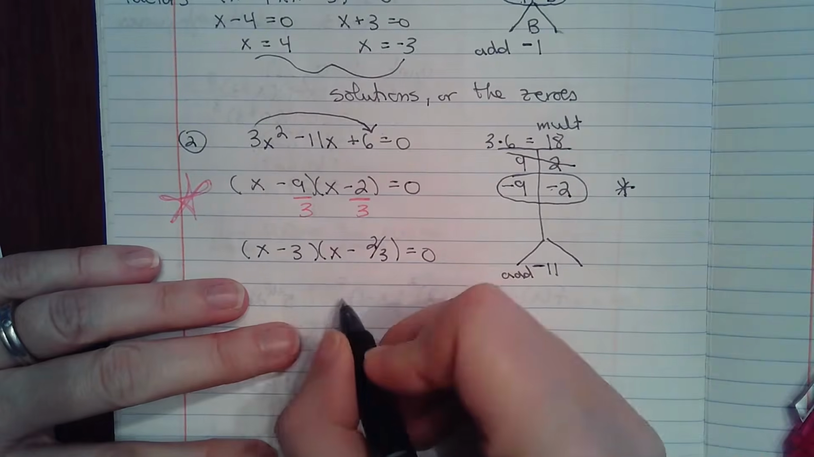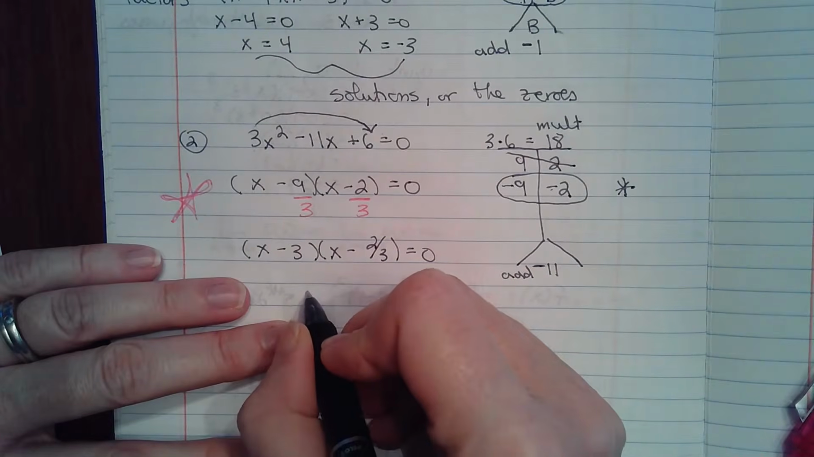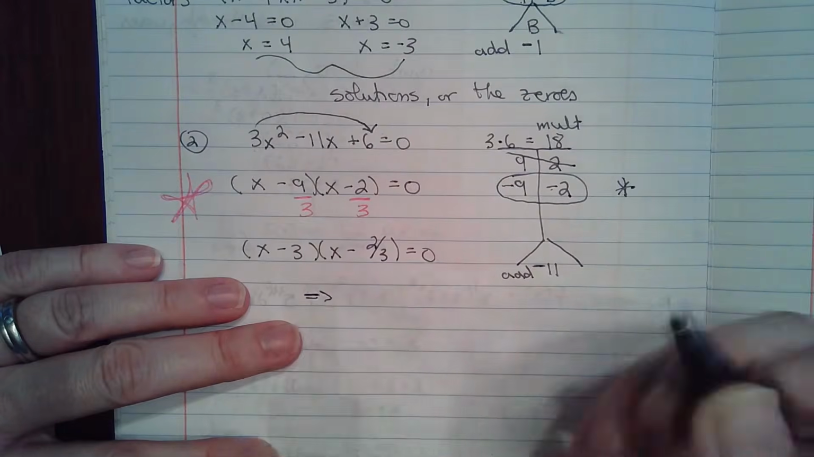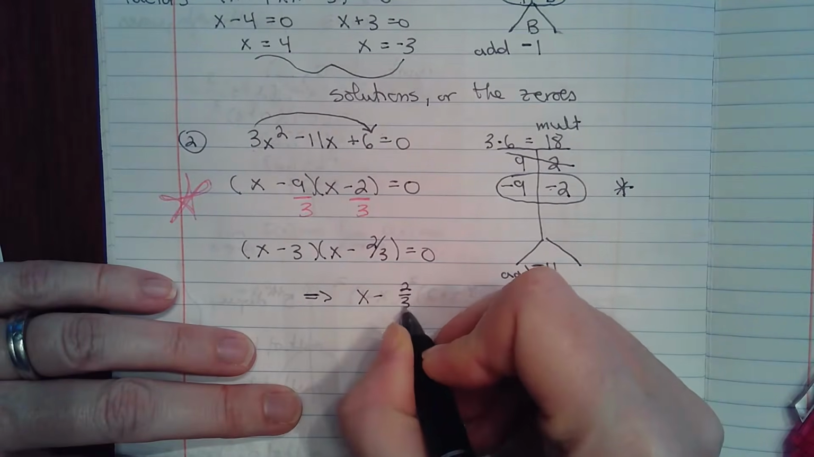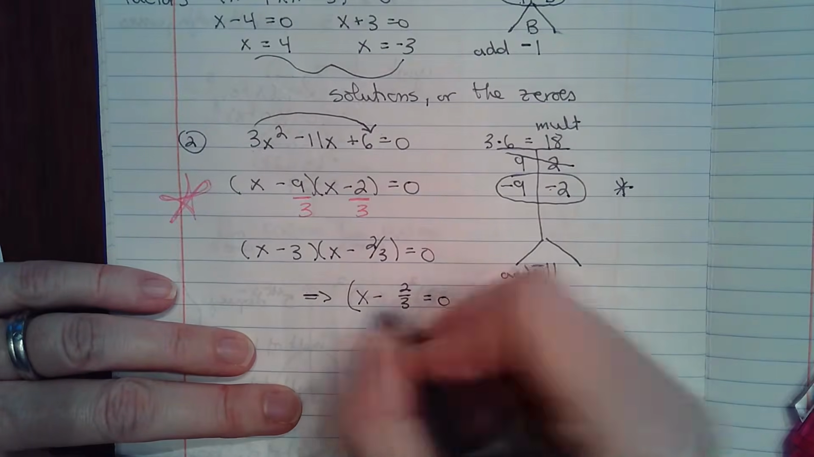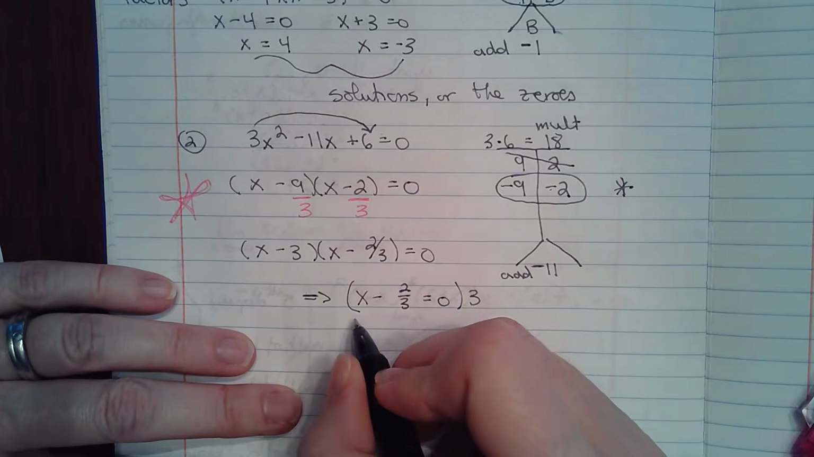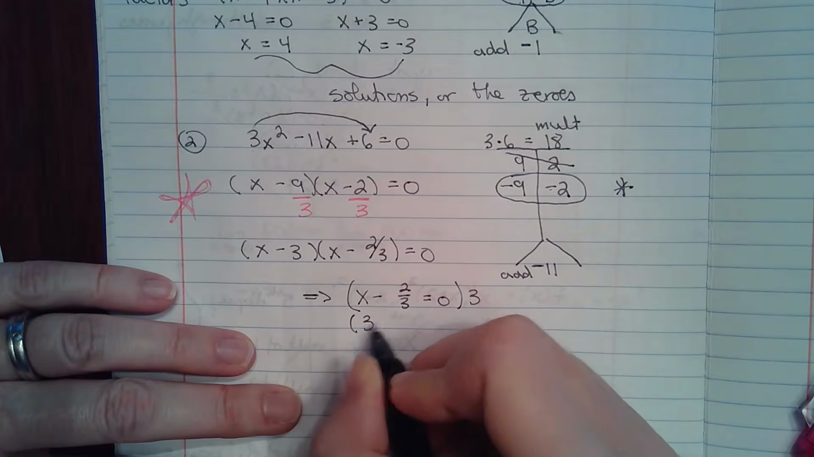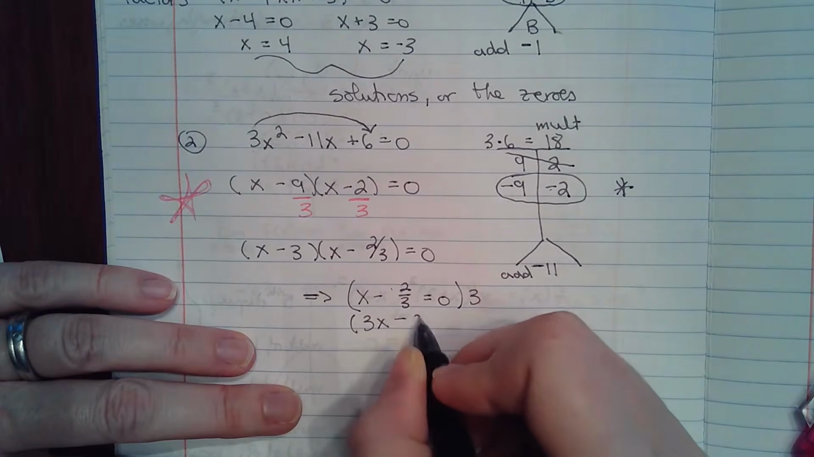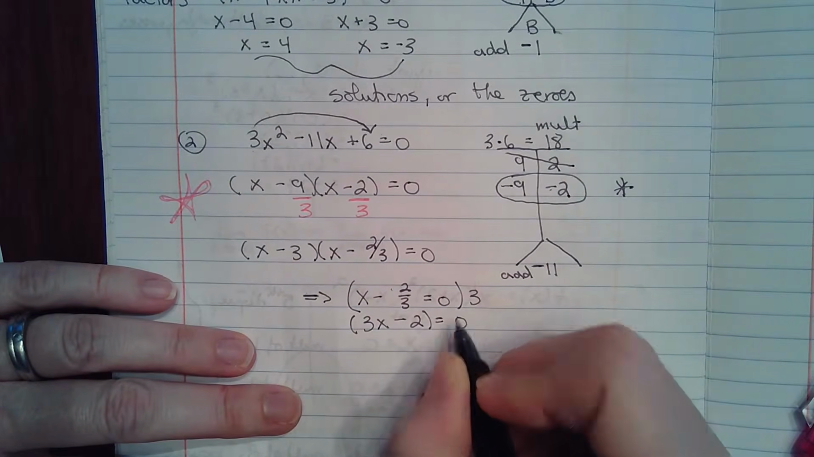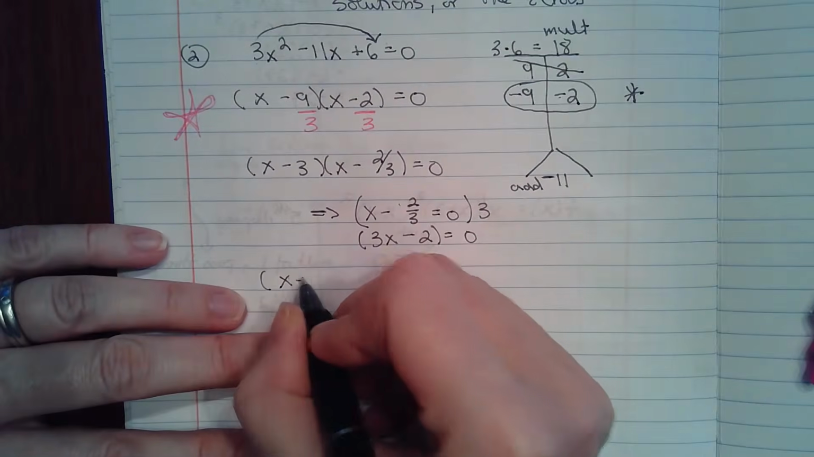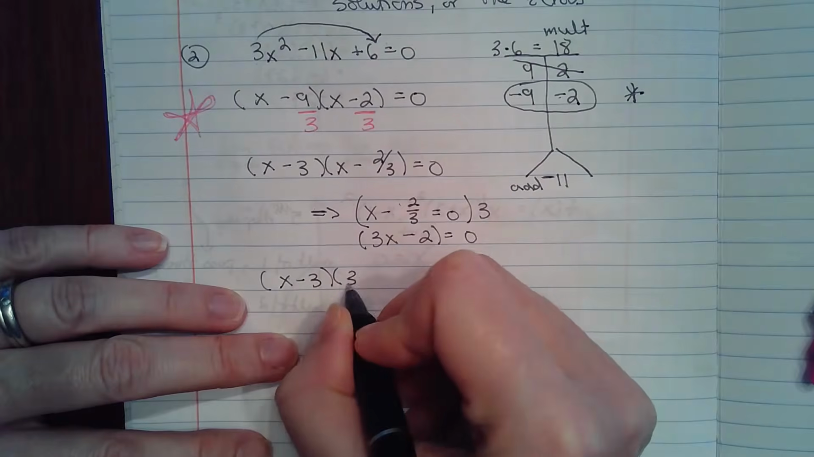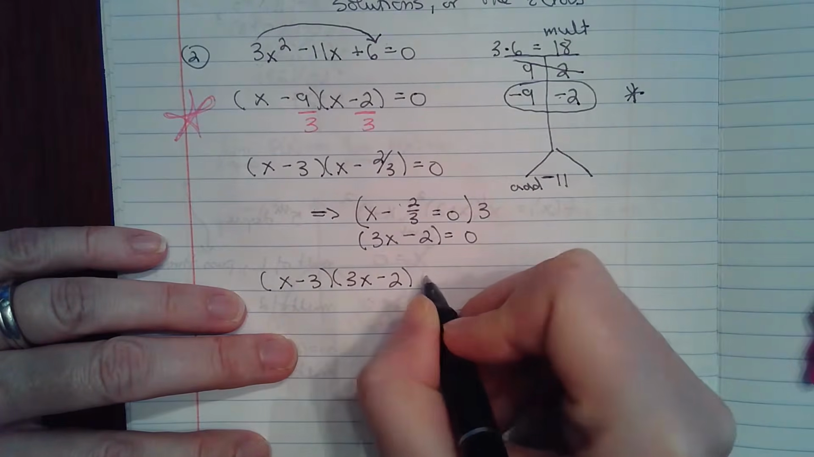All right, so it would be kind of a little side note right here, so you know why we're doing it. If we do x minus 2/3 equals 0, if we multiply this whole thing by 3, we're going to get 3x, the 3's will cross out, minus 2. Okay, so our factors are x minus 3 and then 3x minus 2 equals 0.